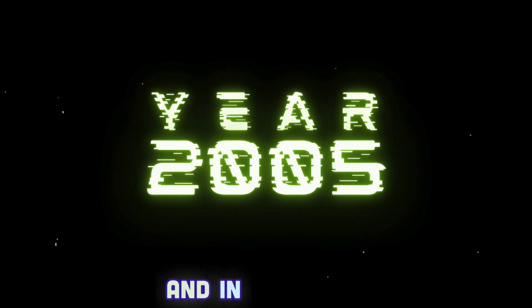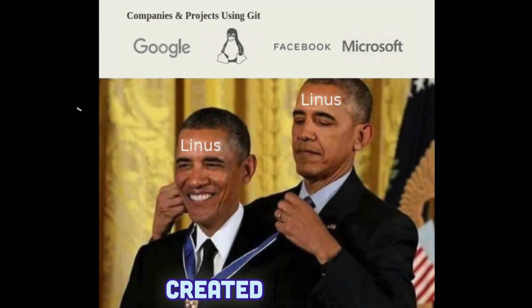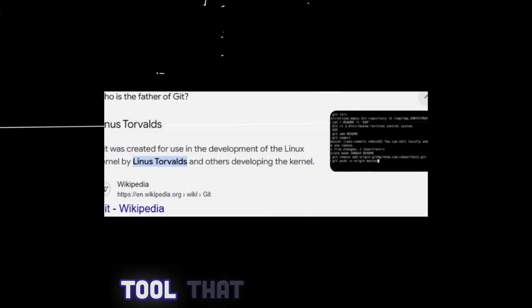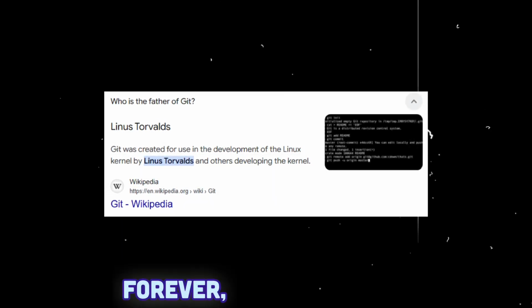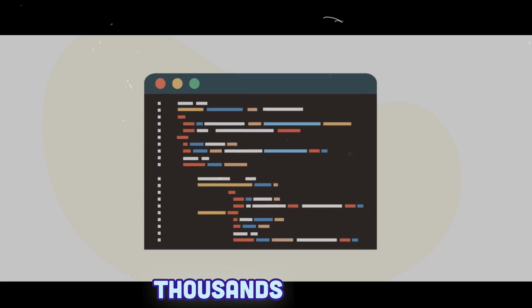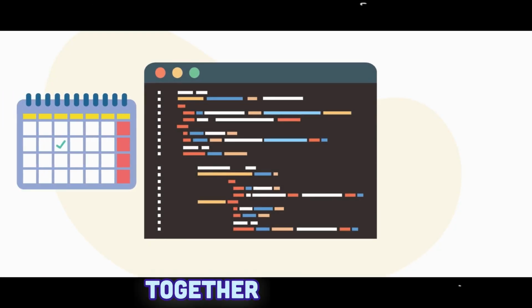And in 2005, Linus Torvalds created Git, a version control tool that changed open source collaboration forever, making it easier for thousands of developers to work on projects together from anywhere.